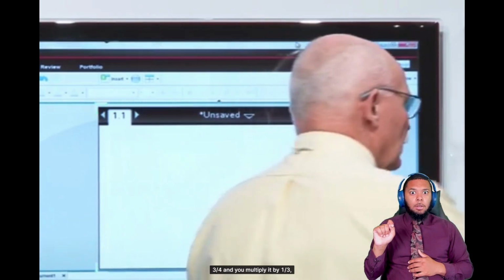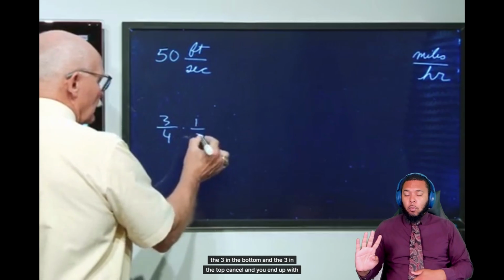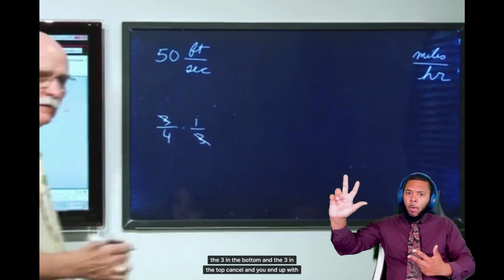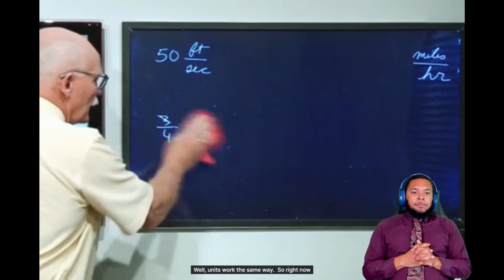And the thing is, these units work just like regular fractions. If you have 3/4 and you multiply it by 1/3, the 3 in the bottom and the 3 in the top cancel, and you end up with 1/4. Well, units work the same way.